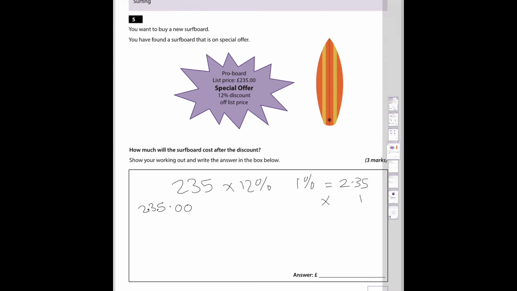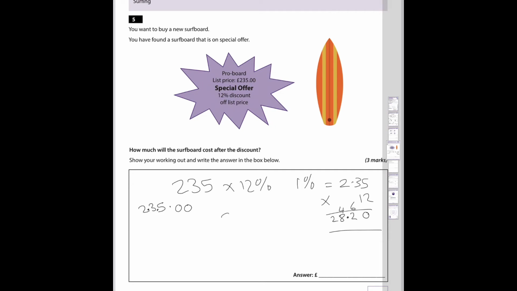Now we need to multiply that by 12. So 5 12s are 60. 3 12s are 36. Plus 6 is 42. 2 12s are 24. Plus 4 is 28. So 28.20. That's the amount that needs to come off the 235.